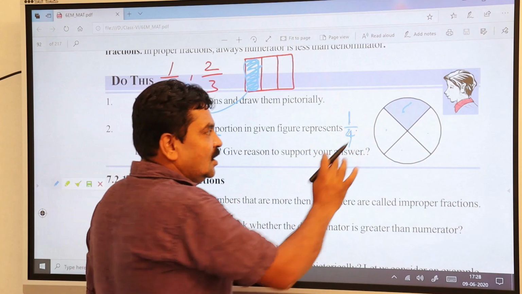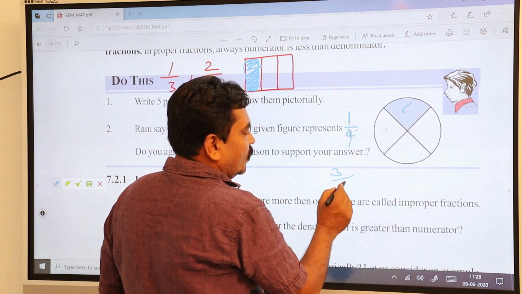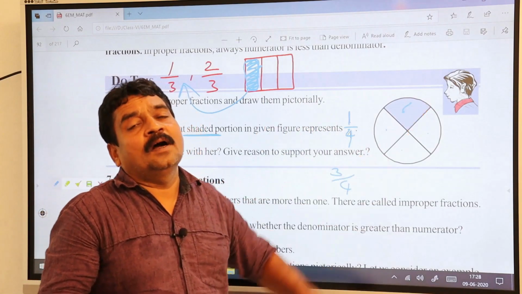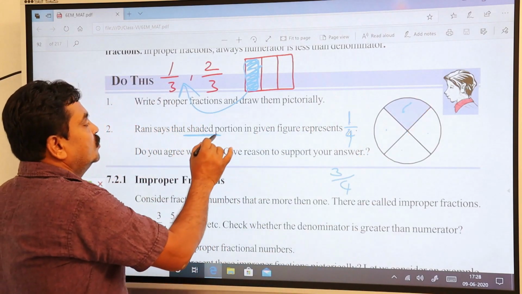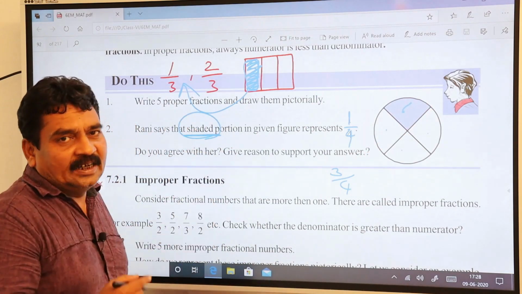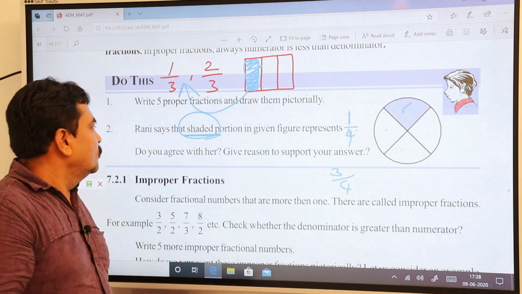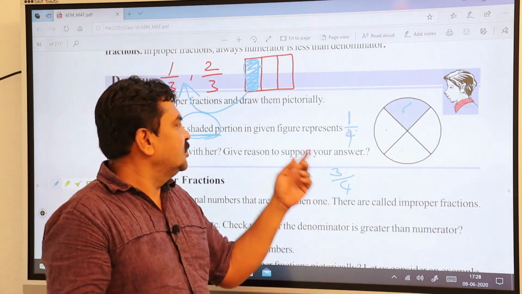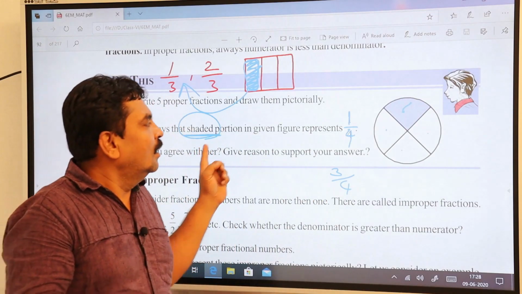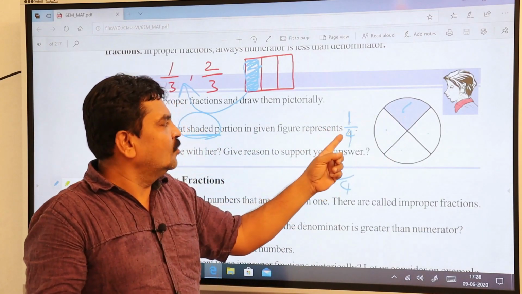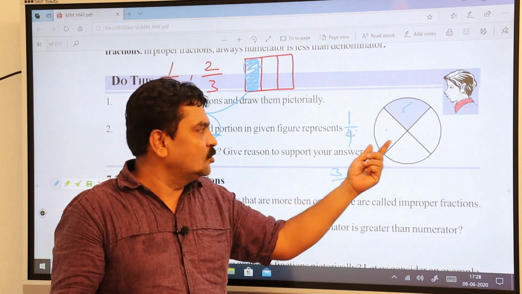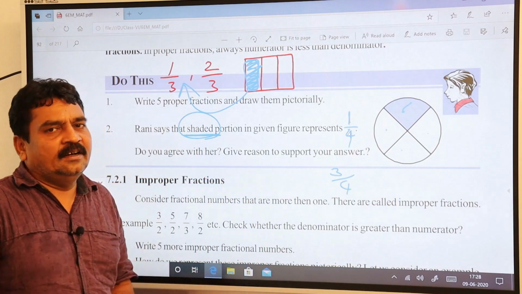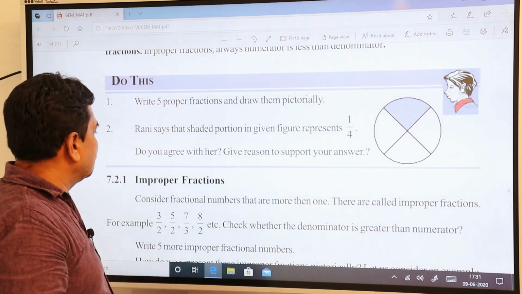Unshaded part, how much? 1, 2, 3. 3 by 4 is your unshaded part. 1 by 4 is your shaded part. So that's why you have to insist on this word shaded, unshaded, right? Do you agree with her? Of course, we all agree, because the word shaded is given, 1 part is shaded, and the question has given 1 out of total parts, how many? 4. So we too agree 1 by 4 is the shaded part here. Let's go to the next one.